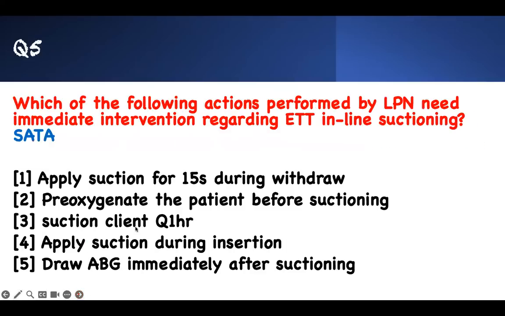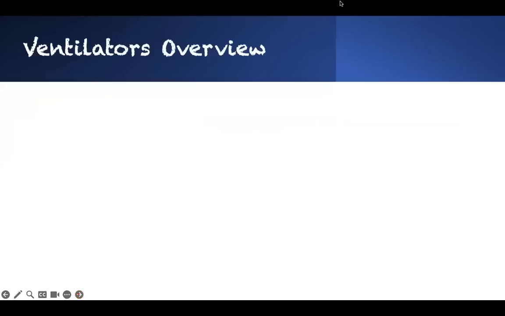Number 5. Which of the following actions performed by the LPN needs immediate intervention regarding endotracheal tube inline suctioning? When you're doing inline suctioning, what do you do? Apply suction for 15 seconds during withdrawal, pre-oxygenate the patient before suctioning, suction client every hour, apply suction during insertion, draw ABG immediately after suctioning. What do you think? This is what I want you to think about as we go through the lecture. So let's get to it.